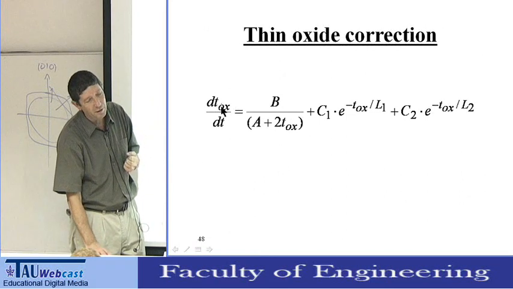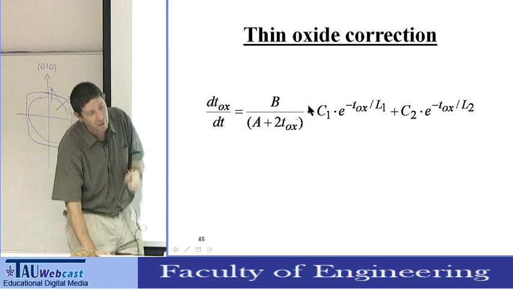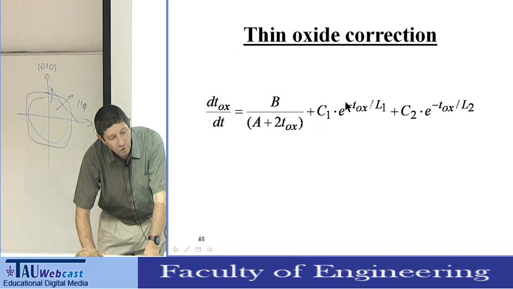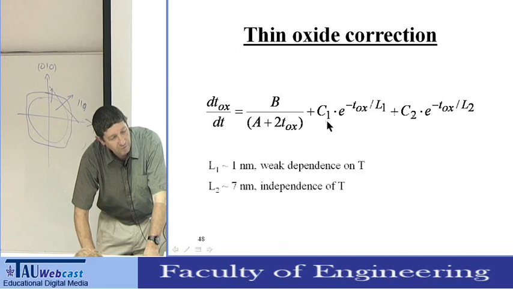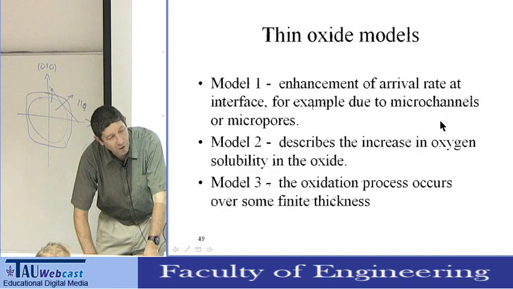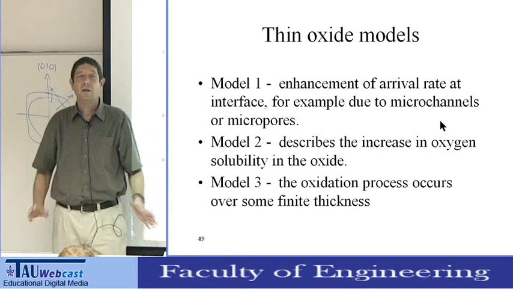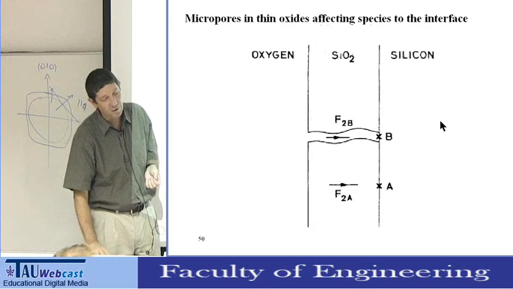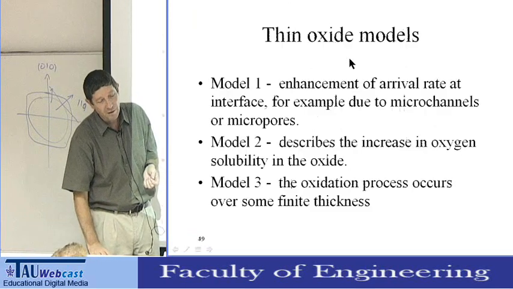So you plot dx oxide over dt, and this function is 1 over t oxide, but also two exponents, which are decaying very rapidly. The typical L1 is 1 nanometer, and the second one is 7 nanometer. And when you do this, you find this expression. I added here some of the oxide models. There's quite a number of models.